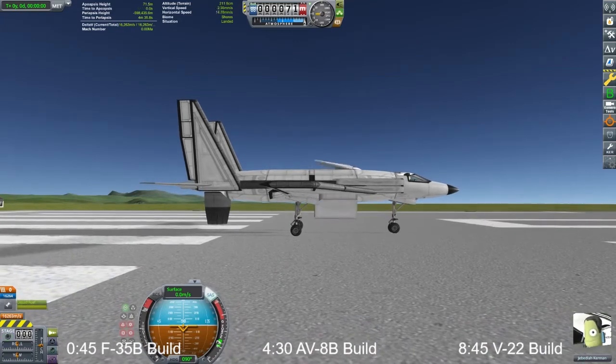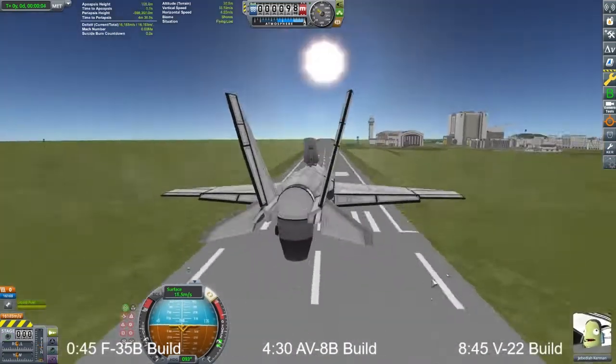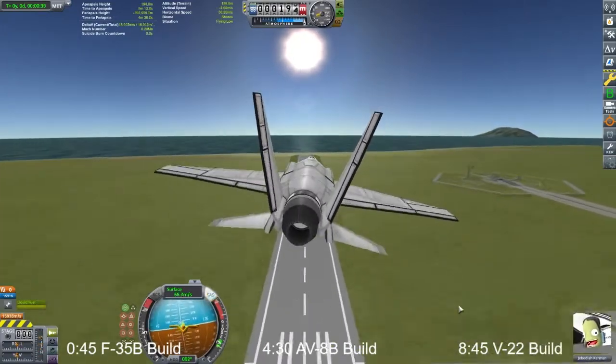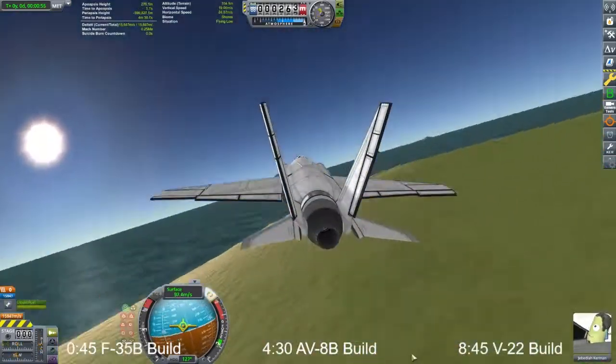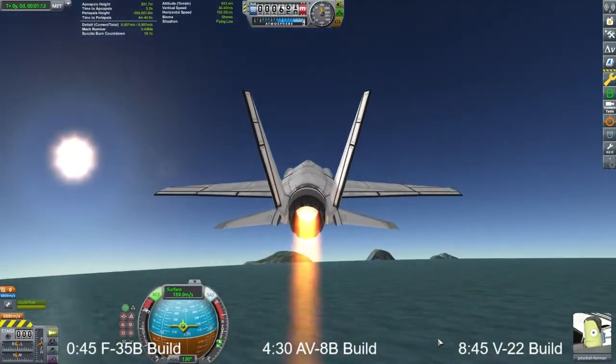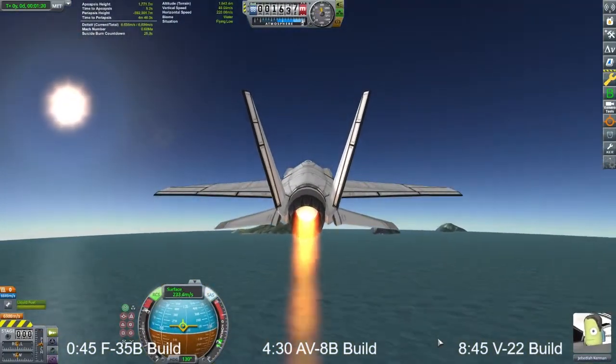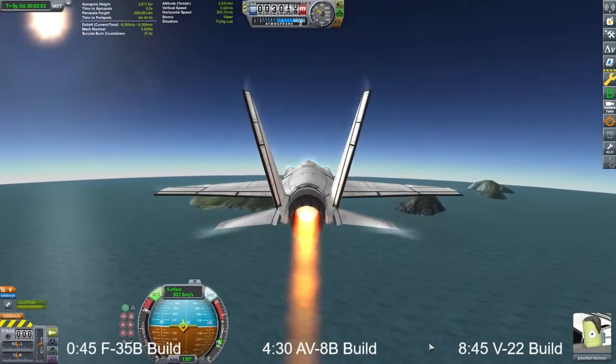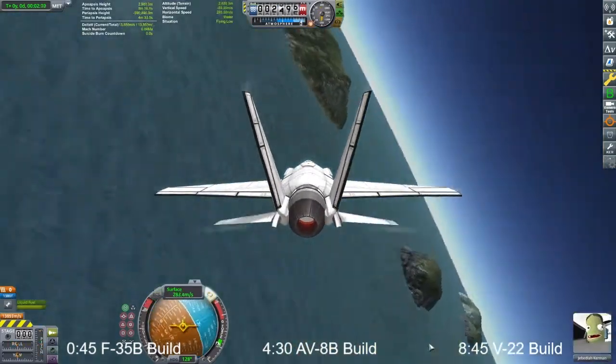This is Echo 3, and let's discuss vertical takeoff and landing planes. We will look at three different designs modeled after real-world aircraft. The first, and most difficult for me, is the F-35B Lightning II. Second is the iconic AV-8B Harrier II. And lastly, we will look at the V-22 Osprey.